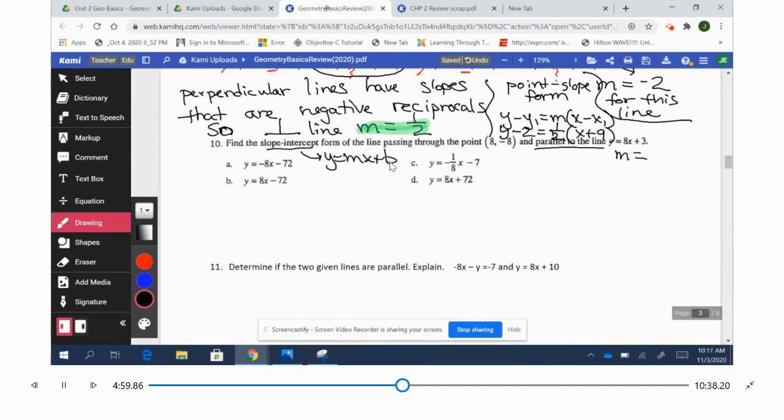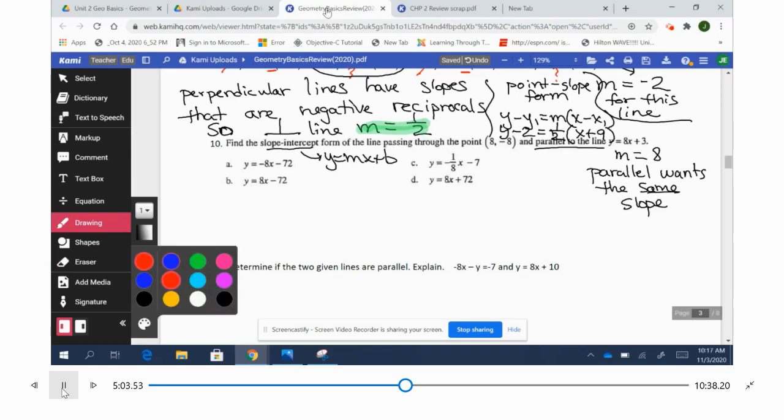Okay, now slope-intercept is y equals mx plus b. Now parallel, to gain some credit, say that parallel uses the same slope. Okay, so the slope of this line is 8. So we've eliminated A and C, wrong slopes.